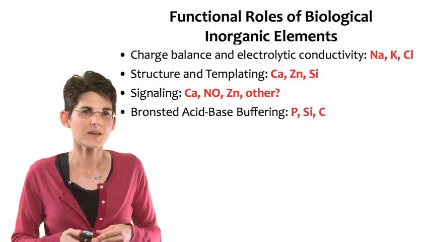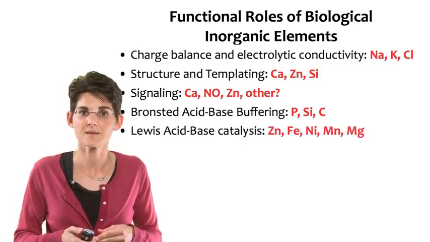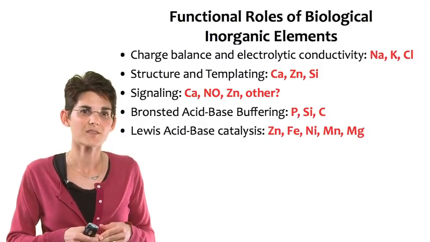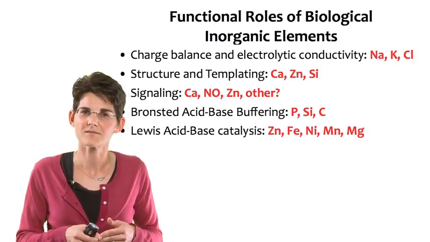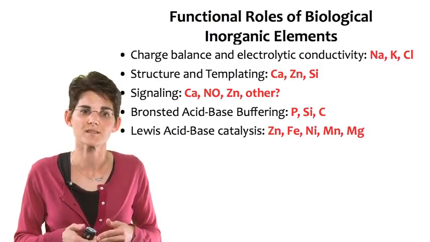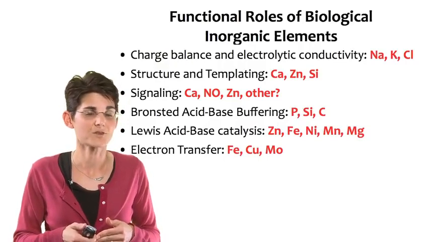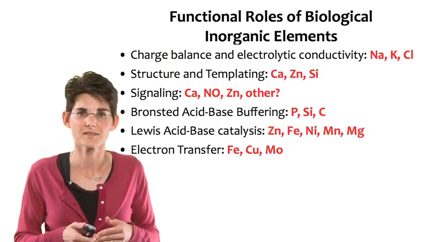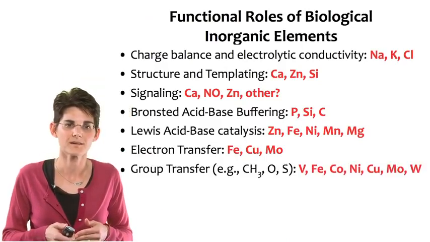And then there are things that you'll be hearing a lot about in general chemistry, Bronsted acid-base buffering or Lewis acid-base catalysis. So if you're looking at those general principles, think about where in biology you might need those and what are the kinds of elements that are used to carry out those processes. Electron transfer is another example. We saw that in cytochrome C oxidase, where we had those 4 electrons. Where do they come from? How do they go where they're going? Metal cofactors have a lot to do with that.